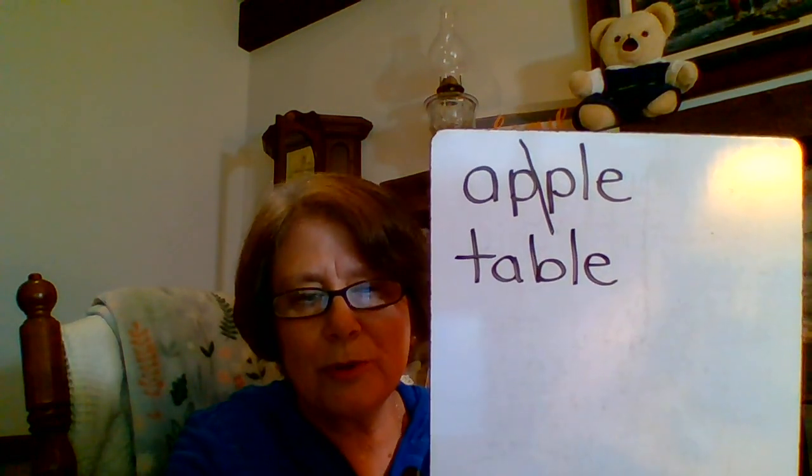The next word is table. Now, table has two parts, but the first part ends in a vowel. And when the first part ends in a vowel, that's where we divide it. Table. So apple is a closed syllable and table is an open syllable. Open always ends with a vowel.